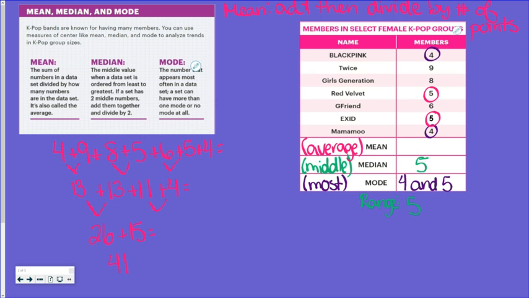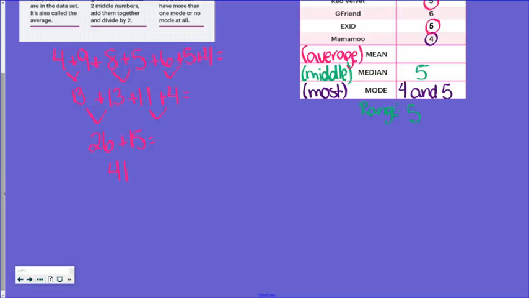So we found our total, it's 41, and then we added up how many data points? 1, 2, 3, 4, 5, 6, 7. So to finish finding our mean, we're going to take 41 and divide it by 7.